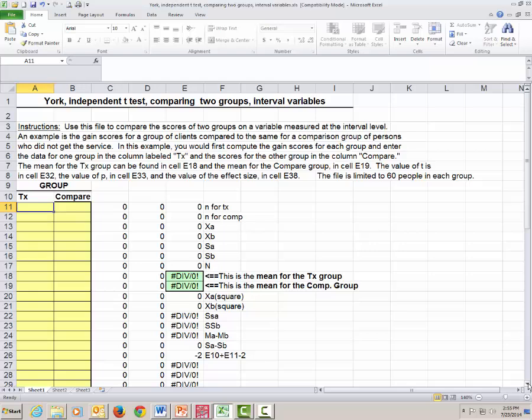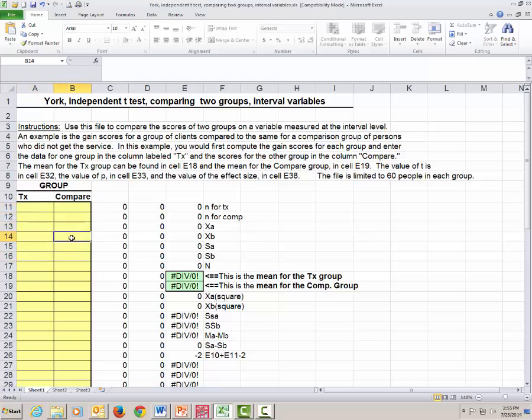Okay, I assume you have stopped and read these things. So what you have is you have the comparing two different groups. Here is your treatment scores right there, starting right here. A11, A12, A13, and so forth. The comparison group over here, that's what you do. You indicate the gain scores.